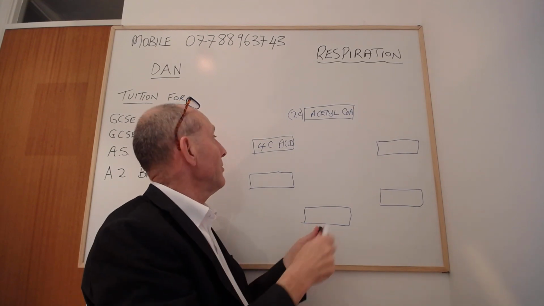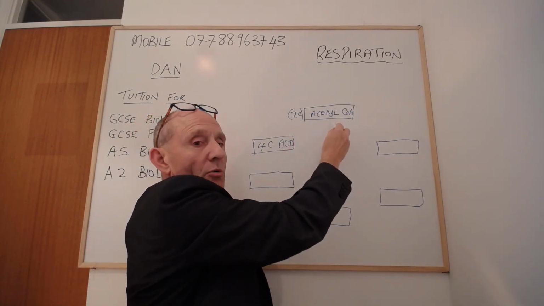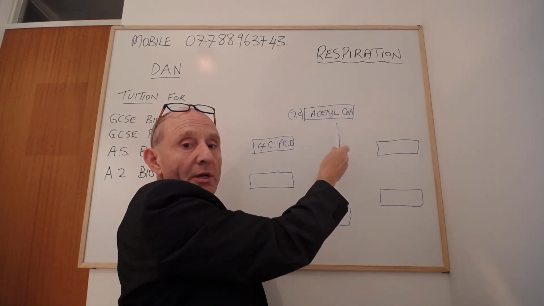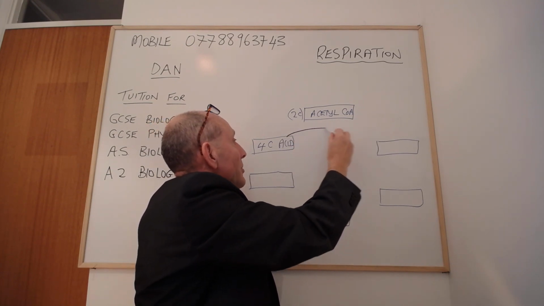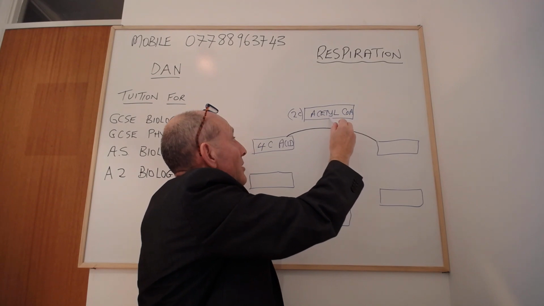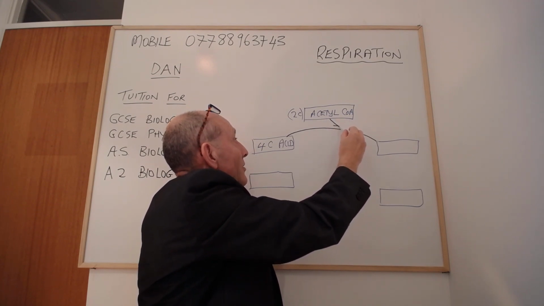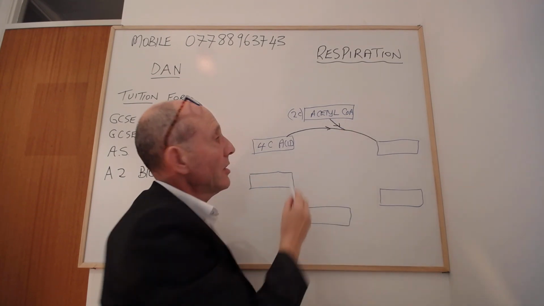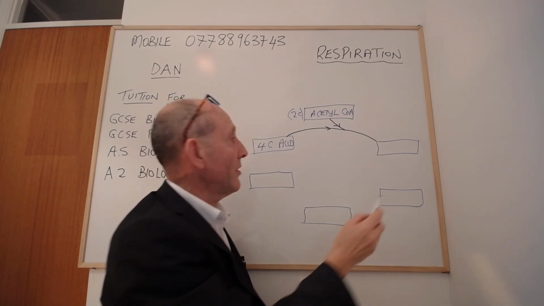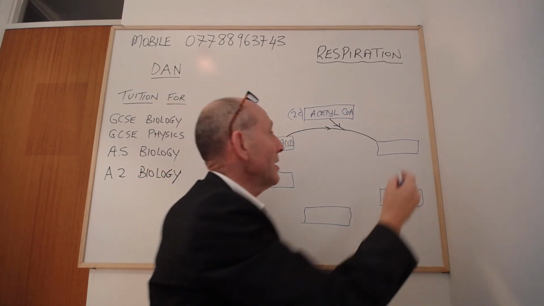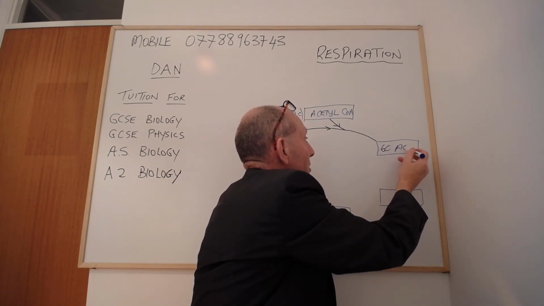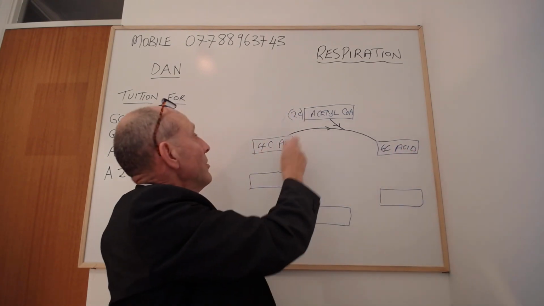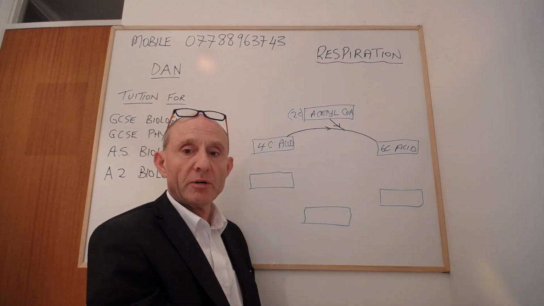The first step involves your acetyl-CoA, which comes from the link reaction, combining with this 4-carbon acid. So the way you do that is you put a line across there, and you bring down the acetyl-CoA like that. So the acetyl-CoA combines with this 4-carbon acid, and the two of them together make a 6-carbon acid. So you've got 4 carbon and 2 carbons make 6-carbon acid.